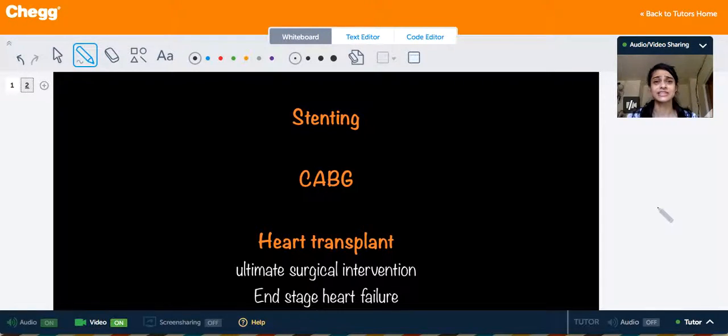Another thing about stents is that some of the stents are coated with antiplatelet medications that are supposed to prevent the stent from getting clotted again.